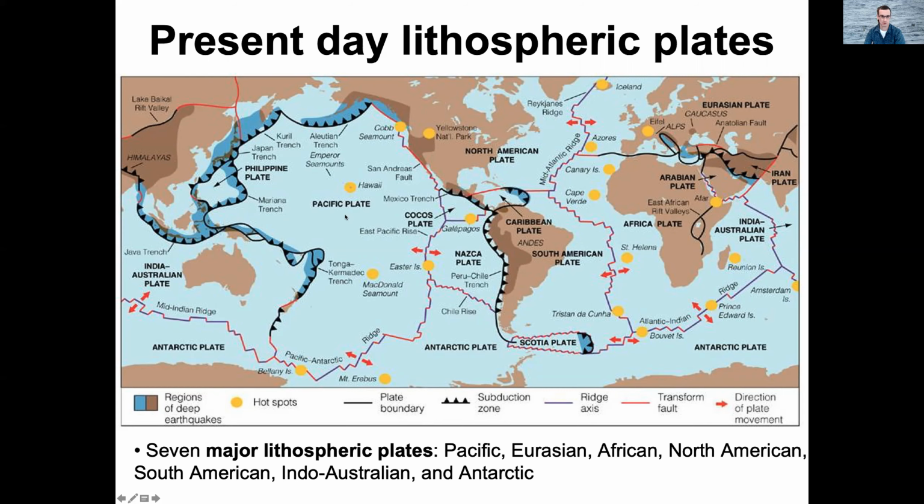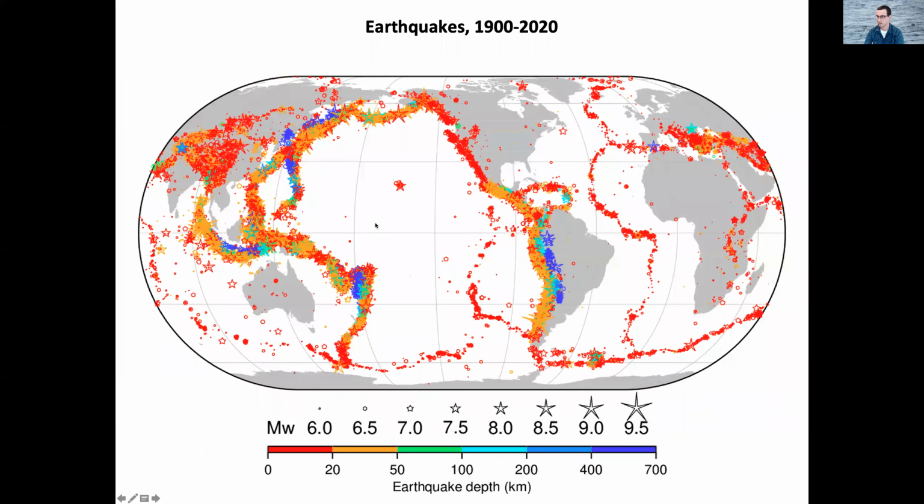And this is also what gives rise to earthquakes. So this is a map of earthquakes from 1900 to 2020. The size of the symbol represents the overall strength of the earthquake, so it's the amount of work done basically by the earthquake. And then the color is the depth.